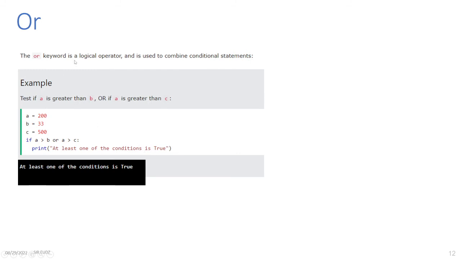Or. The or keyword is a logical operator and is used to combine conditional statements. So test if a is greater than b or a is greater than c. So as long as one condition is true, the result will be true. So we have here a equals 200, b equals 33, c equals 500. If a is greater than b, that's already true, and a is greater than c, this one is false. But since this one is true, then the whole condition will be evaluated as true. So since this is true, it will print this statement. So at least one of the conditions is true. So that will be the output of this program.